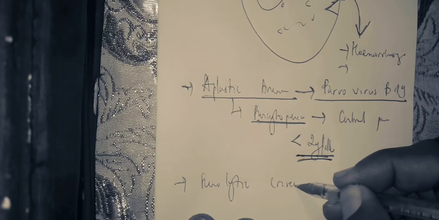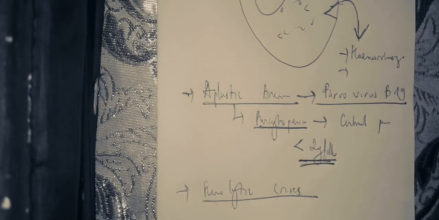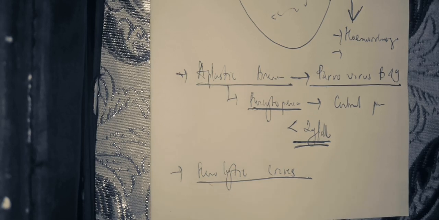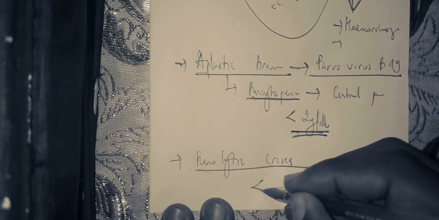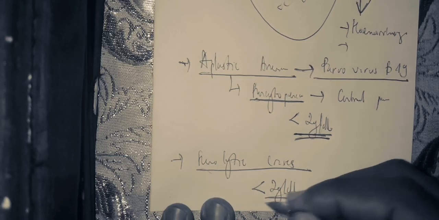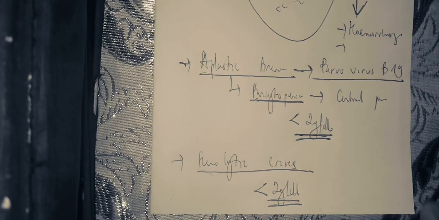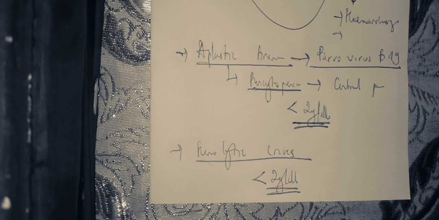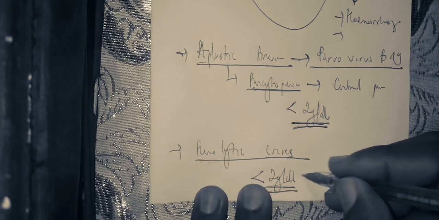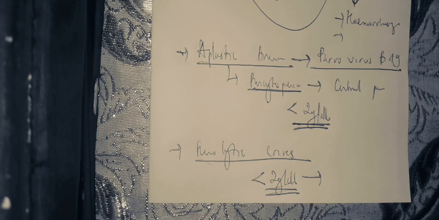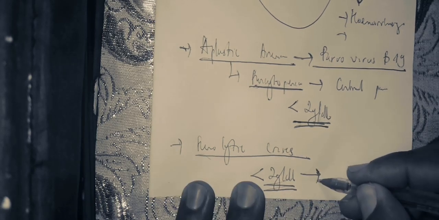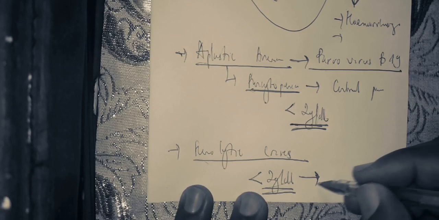In hemolytic crisis, you need to know that patients with sickle cell are always having hemolysis. That's why one of their chronic complications is going to be chronic hemolysis. But for you to say hemolytic crisis, you should have a drop in hemoglobin by 2 grams per deciliter from their normal hemoglobin. That's the first element.